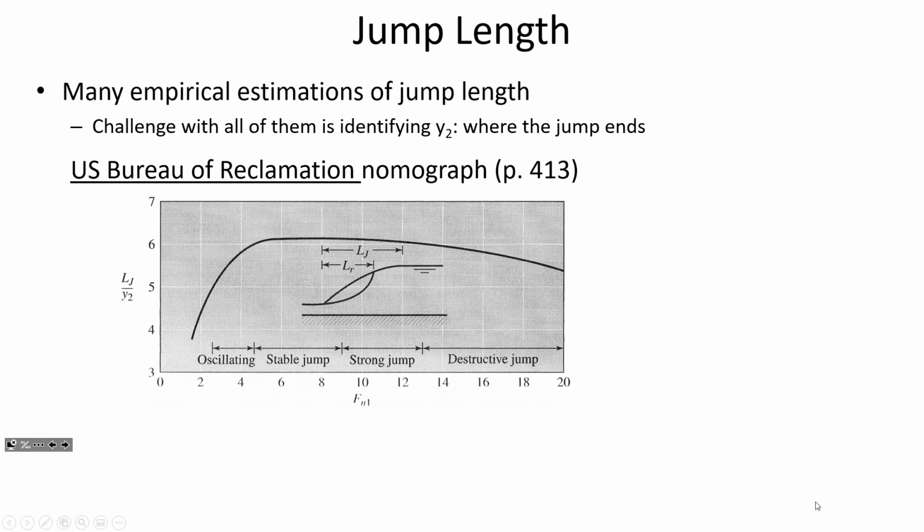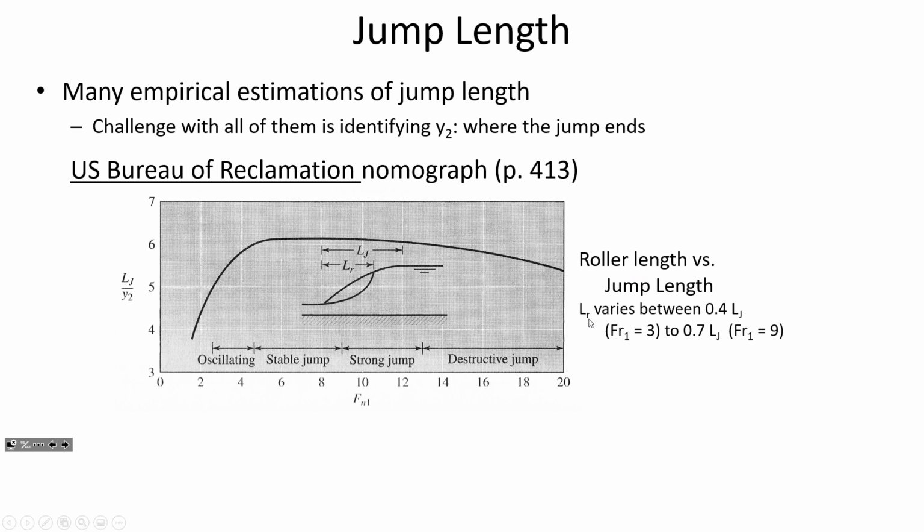So you want to know how long the jump is going to be just so that you can protect and reinforce that section. Our book presents this nomograph as one technique. They also offered another suggestion that the length of the rollers, the fraction of that, is usually 40 to 70% of the overall length. When the Froude number is relatively low, then the roller length is 40%. But when the Froude number is very high, when the Froude number is 9, then it's about 70% of the overall jump length that would be those visible rollers. And then you could numerically interpolate in between.